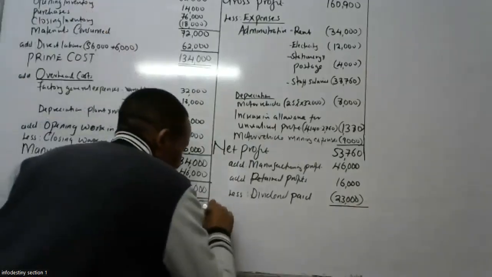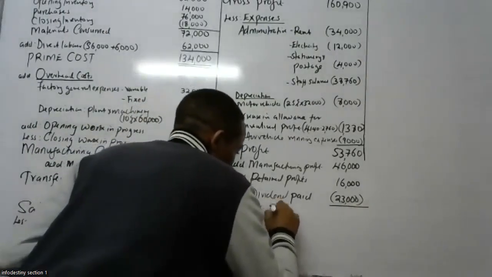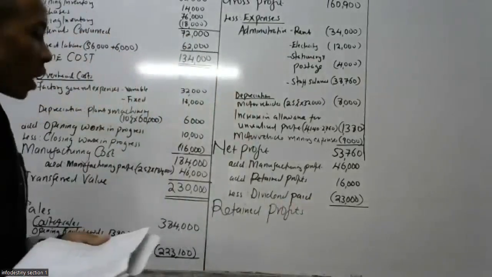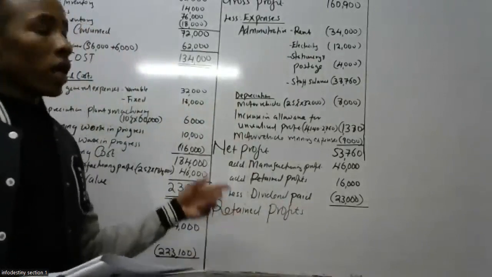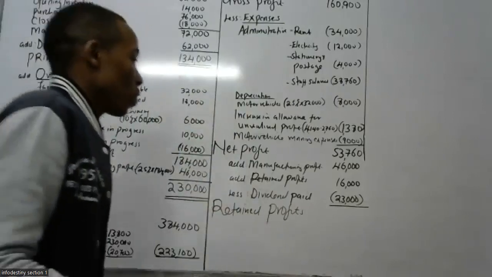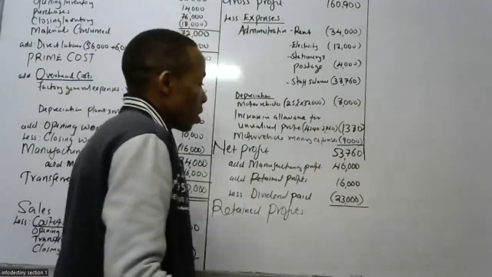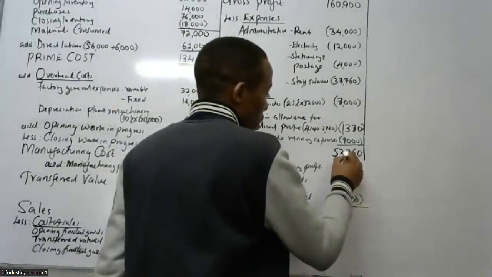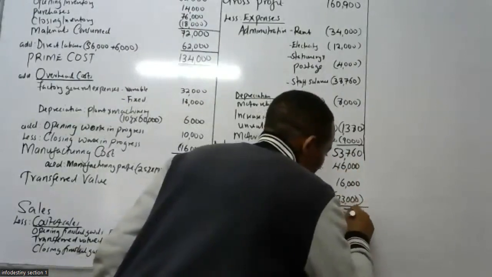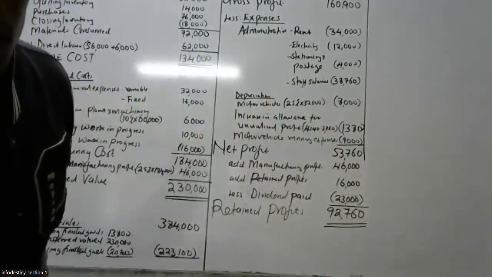So we get the retained profit now as at the end of the year. The retained profits is what we carry and include under equity in the statement of financial position. So this one is 53,760 plus 46,000 plus 16,000. It's 92,760. So that is what now we carry to the statement of financial position.